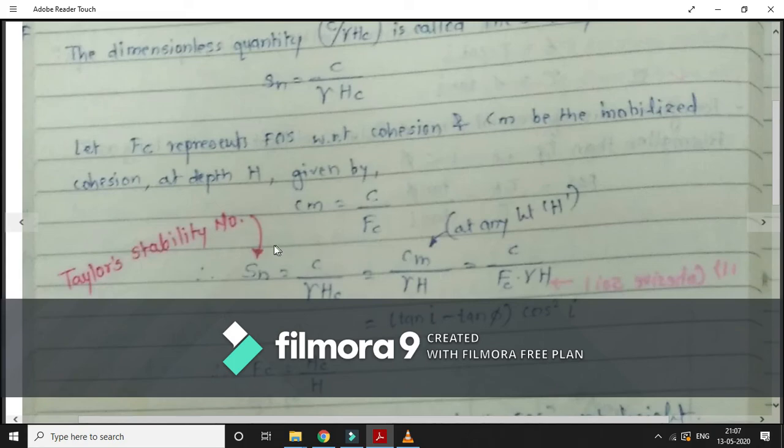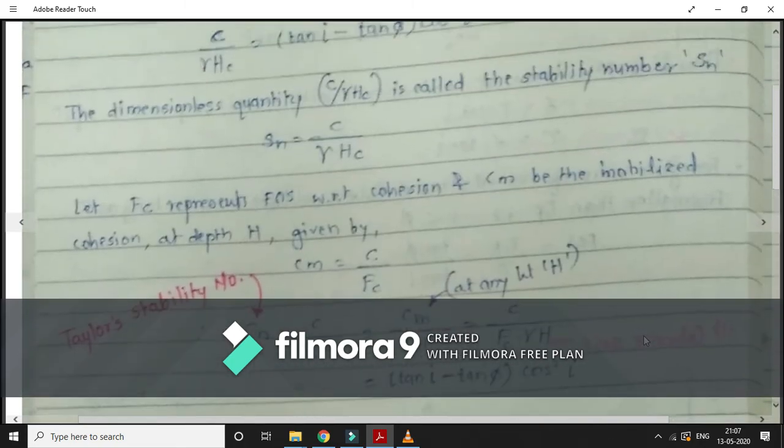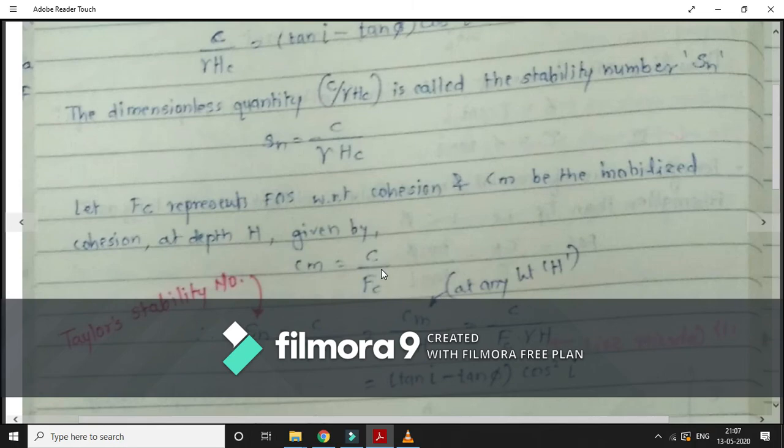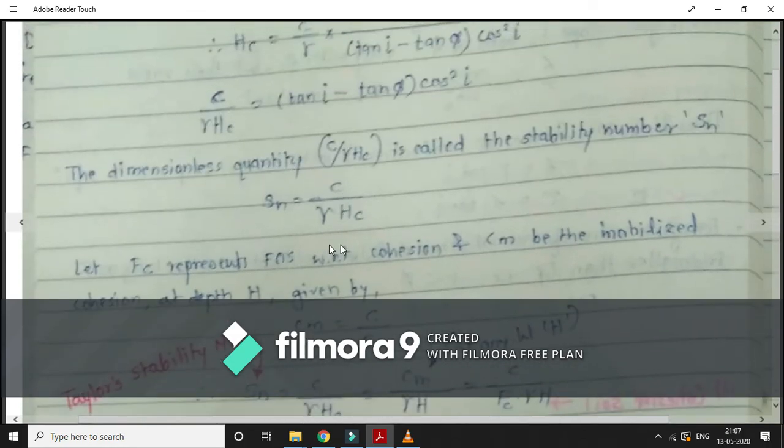But for better understanding, just remember this equation, Sn is equal to c upon gamma Hc, as well as this one, Fc is equal to Hc upon h, the critical height divided by the height of the slope. Okay, so this is called Taylor's stability number. Thus the factor of safety with respect to cohesion also represents the factor of safety with respect to height. Using the friction circle method and analytic procedure, Taylor determined the value of Sn for finite slopes. It assumes the factor of safety with respect to friction is unity, that is, the friction term is not included in this. So finally, this is the expression for the factor of safety of the cohesive soil. This is the stability number for cohesive soil, and this value depends upon the slope value and the phi value.